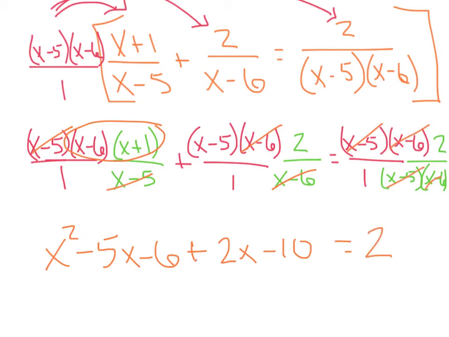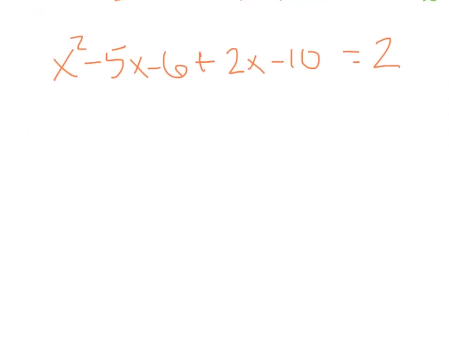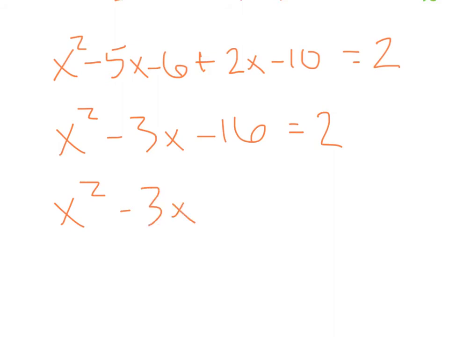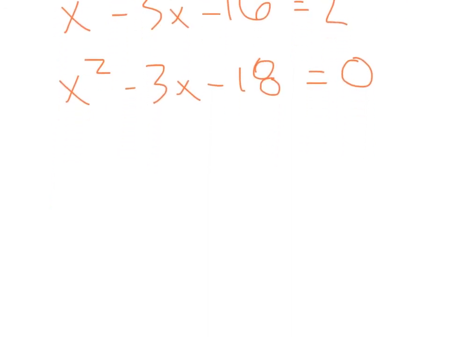Now we're sitting on a very typical quadratic equation. We're going to combine our like terms. That's going to give me minus 3x minus 16 equals 2. Now I'm going to set it equal to 0. I'm just trying to move all those terms over to one side. And then we keep our fingers crossed that it's factorable. And of course, if it doesn't factor, then we'll go with the quadratic formula. But luckily, I think we got lucky here.